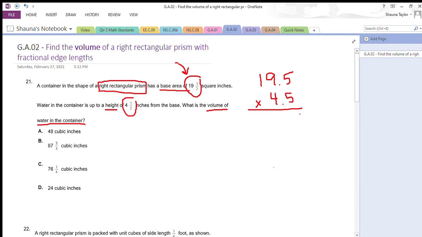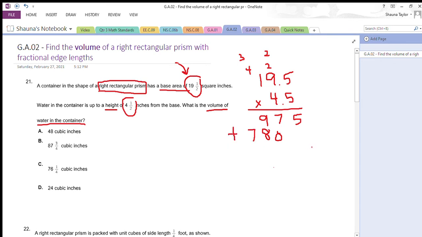So 5 times 5 is 25. Carry my 2. You see where that multiplication table is going to help you again? 5 times 9 is 45, 46, 47. Carry my 4. 5 times 1 is 5, plus 4 more is 9. Okay, next one. 4 times 5 is 20. Carry my 2. 4 times 9 is 36, 37, 38. So I'll put my 8 here, carry my 3. 4 times 1 is 4, 5, 6, 7.